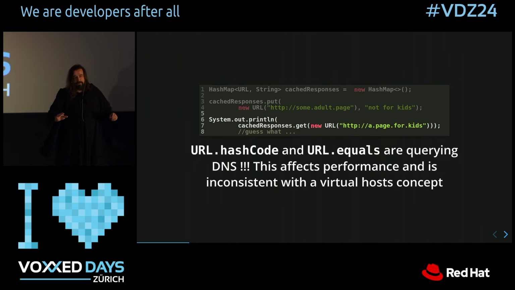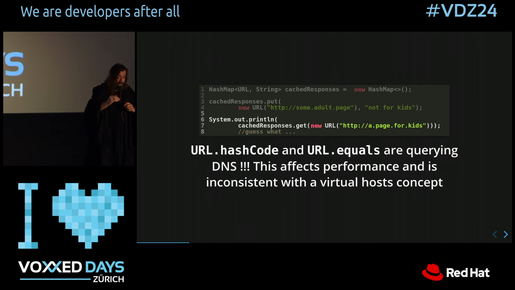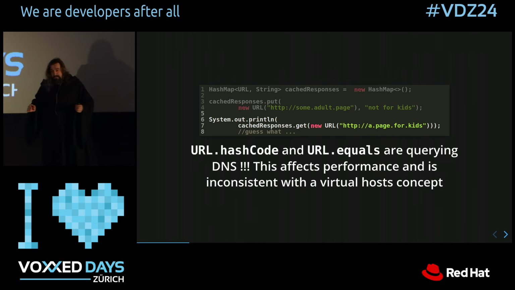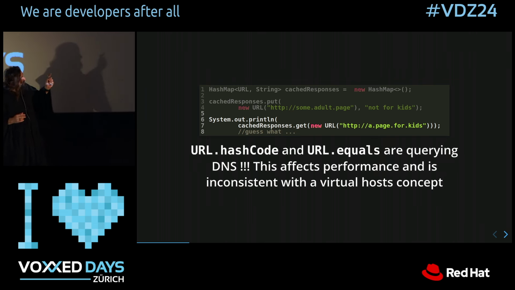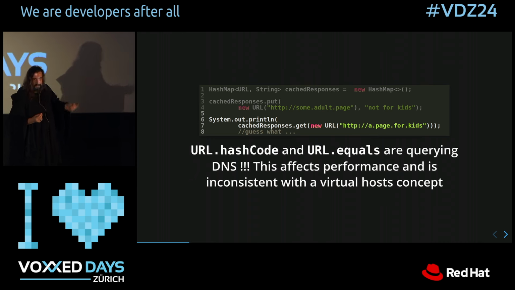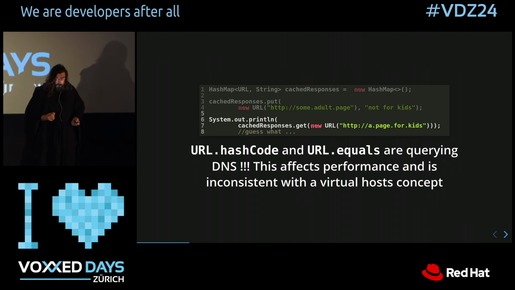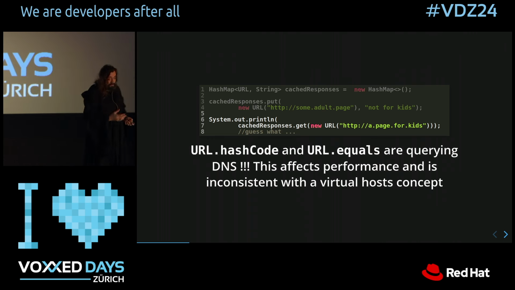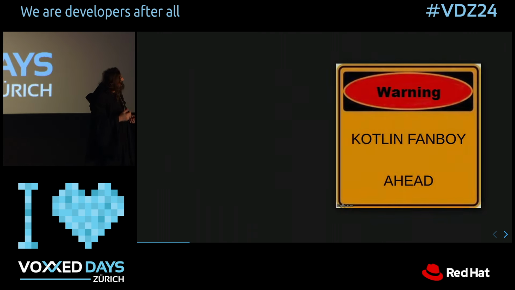This is completely broken, for instance because virtual hosts exist, so different domains share the same IP. It's all broken because of this, but okay. This often shows up as a performance problem, because this querying costs a lot, or you are behind a firewall and the query is blocked. So this is fun, I think.